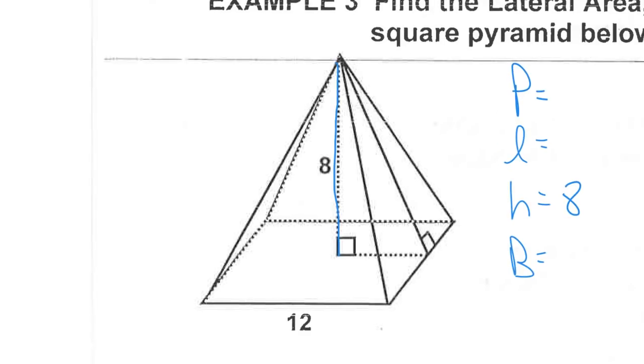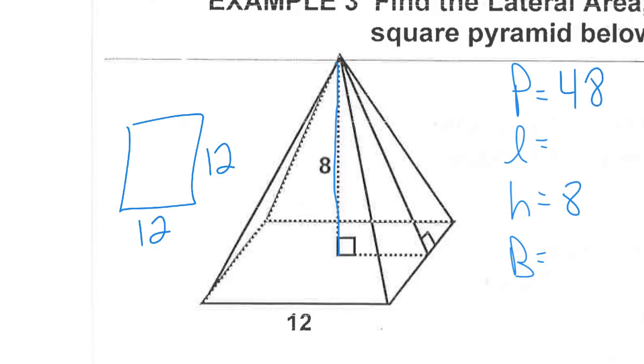It looks like our square base has sides of 12 and 12. Well, 12 times 4 would give me 48 for my perimeter. And then basically I can find the area too. Length times width, 12 times 12 gives me big B of 144.